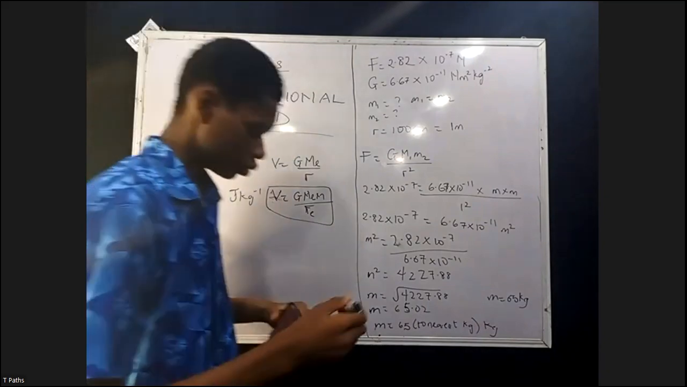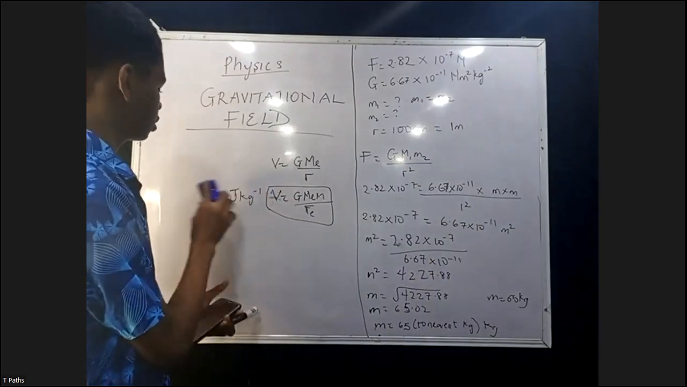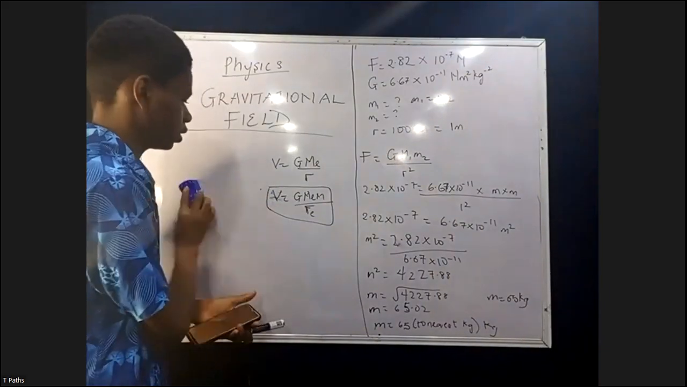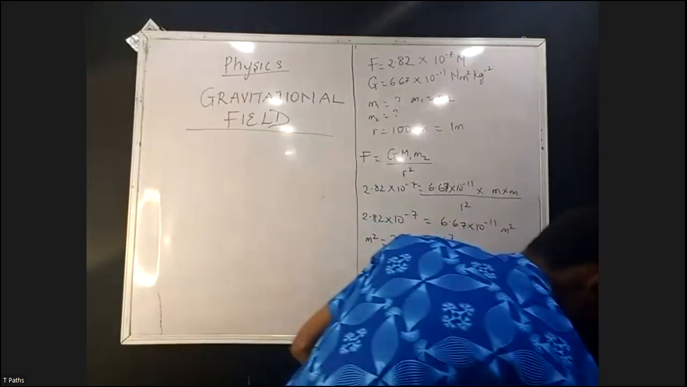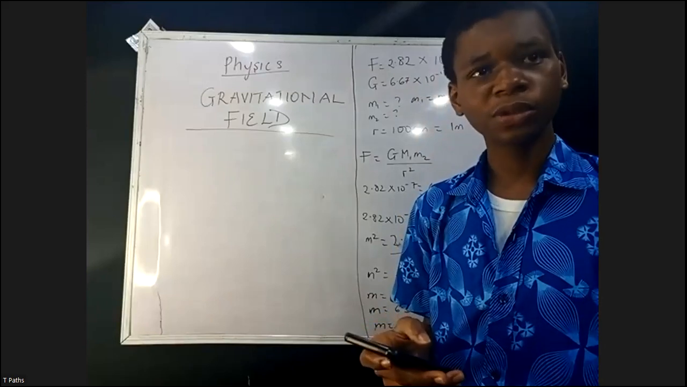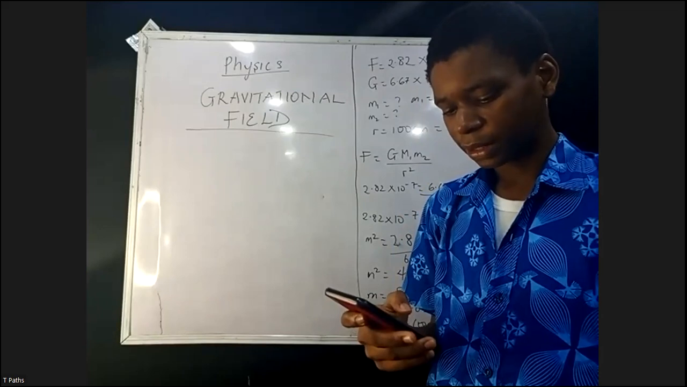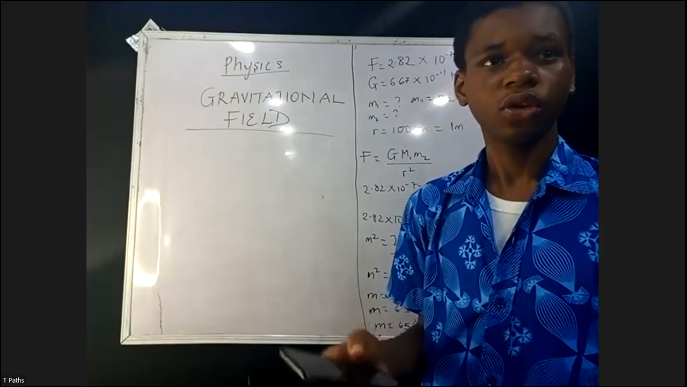Okay, now what we'll be doing is we'll move to escape velocity. So what is escape velocity? We are talking about escape velocity. Escape velocity is the minimum speed needed for an object to break free from the gravitational attraction of a massive body, such as a planet or a solar system.